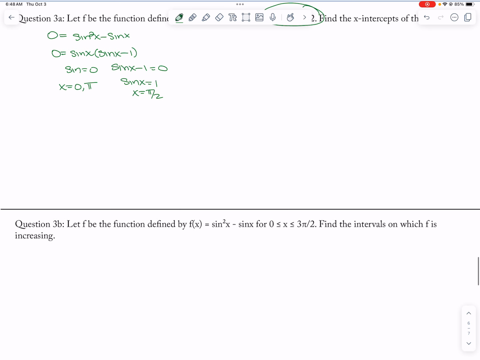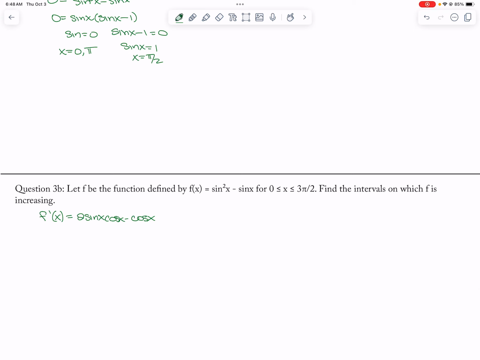F is increasing, so I want a derivative. So I want 2 sine x cosine x minus cosine x. So 0 is equal to that, and cosine of x gets factored out. I'm left with 2 sine x minus 1. So then cosine is equal to 0, and then 2 sine x minus 1 is equal to 0. So sine of x is equal to 1/2.